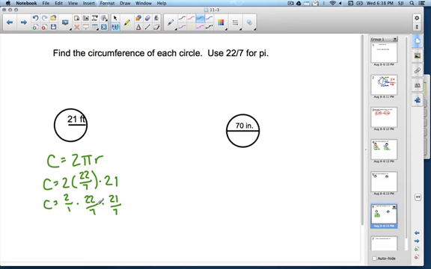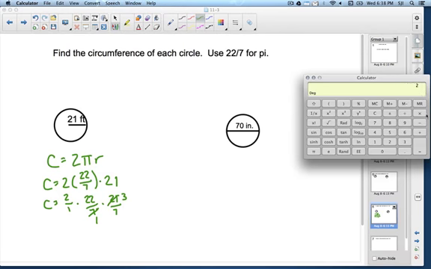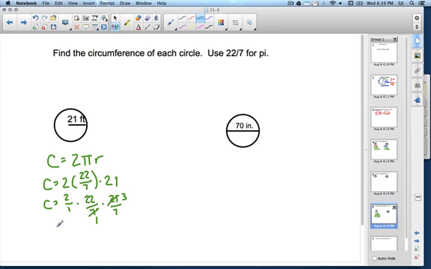Whenever we multiply fractions, we can look diagonally to see if there's any diagonal canceling or simplifying that we can do, and there is right here. 7 and 21, 7 can go into both of them. So 7 goes into 7 once, and 7 goes into 21 3 times. Now we're just going to multiply. 2 times 22 times 3 equals 132. Over 1 times 7 is 7.